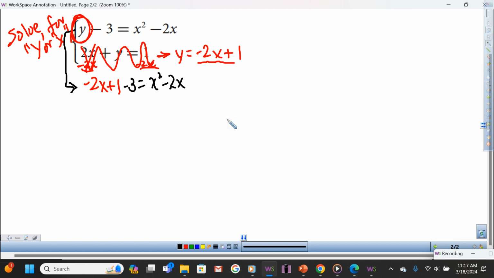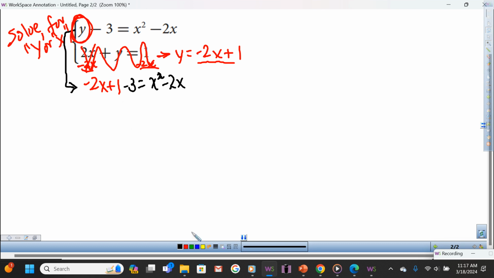Next, now that we have an equation here with only one variable, notice it's got an exponent of 2. That means it's a quadratic equation. To solve a quadratic equation, it needs to be equal to 0. It needs to be equal to what? 0. That means all this on this side, we need to send to the other side.